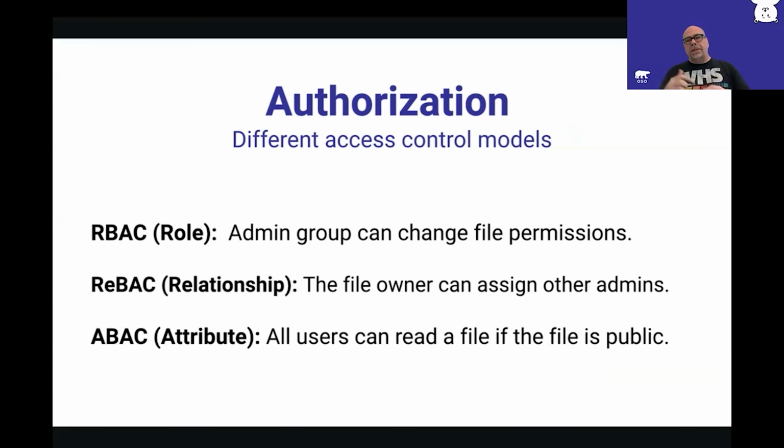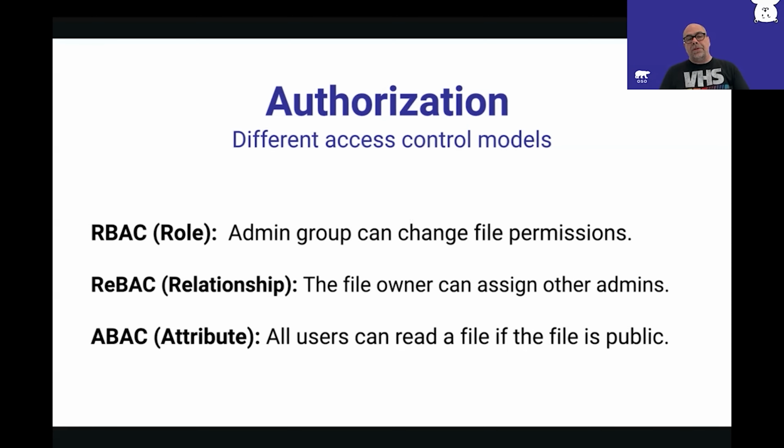So before we jump into the demonstration, into the topics of local authorization and demonstrating how that works, I want to just talk about a couple of different access control models or patterns that we typically cover within OSO. So the first thing you might hear me say is RBAC, or role-based access control. An example of this is the admin group can change files and permissions on a service. The next one you might hear is ReBAC, or relationship-based access control. The file owner can assign other admins to a system. This is really all about building relationships between various resources that we're looking to protect.